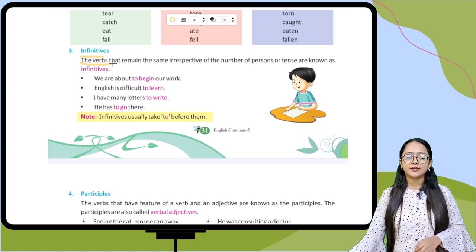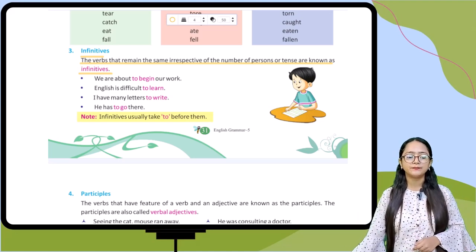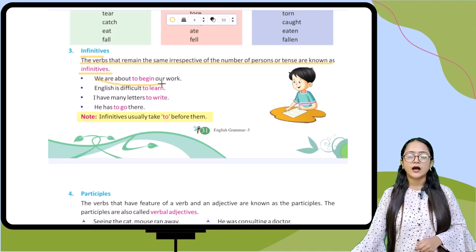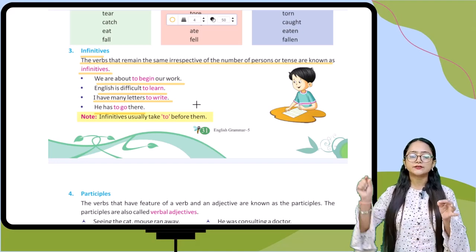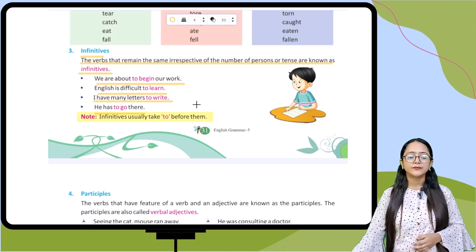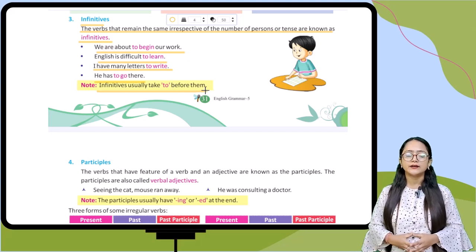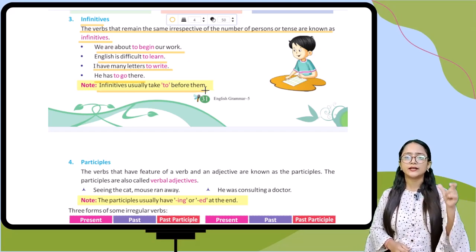Now let's talk about another type of verb, that is infinitives. The verbs that remain the same irrespective of the number of person or tense are known as infinitives. For example, we are about to begin our work. English is difficult to learn. Next one, I have many letters to write. He has to go there. Here you can clearly see that it remains the same irrespective of the number of persons or the tense. Now before going further, there is a note. Infinitives usually take to before them.